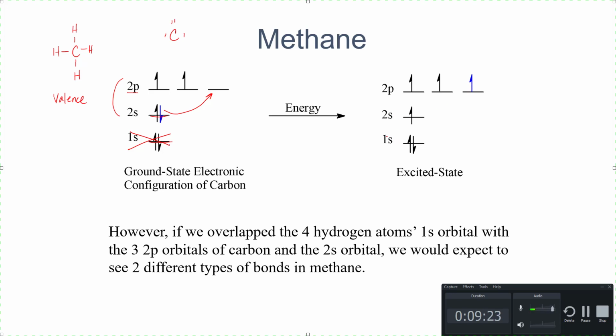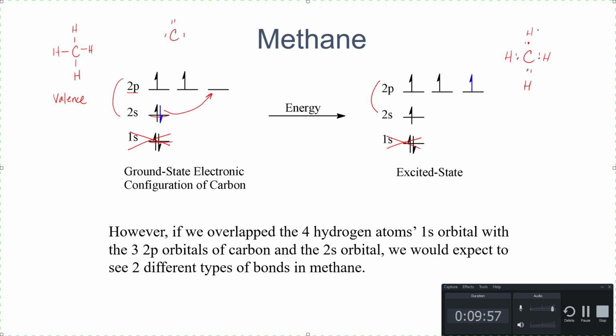Now if I do that, I end up with 4 unpaired electrons, which gives carbon this electronic configuration, or this Lewis dot structure. It gives carbon 4 unpaired electrons that it can now share with the 1s electron of each of the 4 hydrogens. So the excited state of carbon is what is used to bond hydrogens in methane.